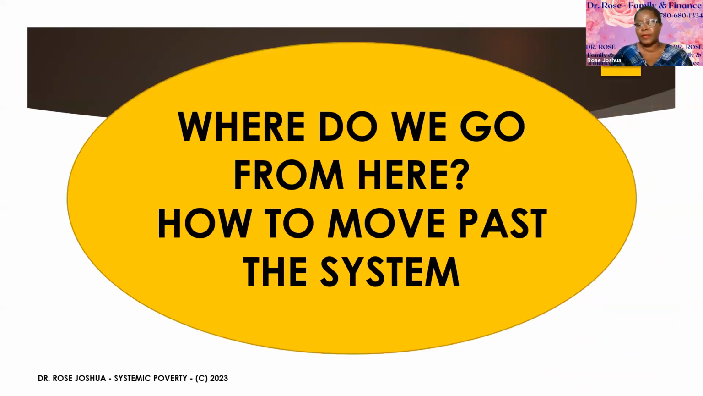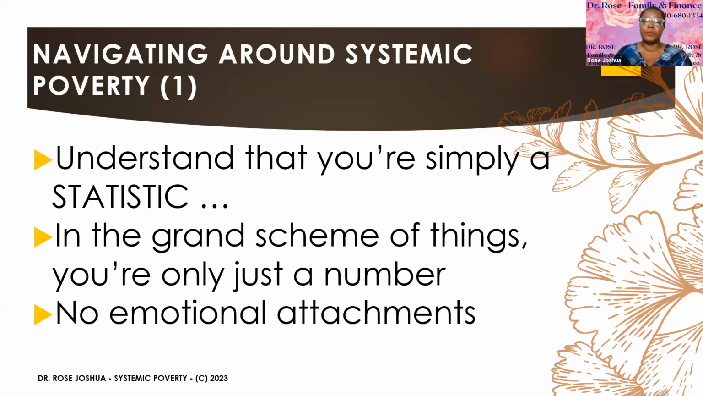So where do you go from here? How do we navigate around systemic poverty? One thing is you need to, first of all, understand the problem. And I'm hoping that in the past 3 videos, including this one, you're getting a clearer picture of systemic poverty and how it affects you. So you need to understand that we're simply numbers, like I said. It's just a simple statistic. Nobody really cares about you, but you have to care about yourself. So, you need to understand that.